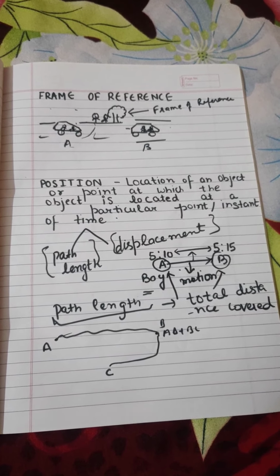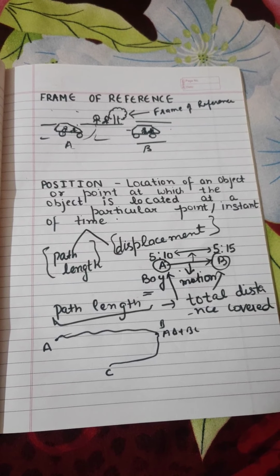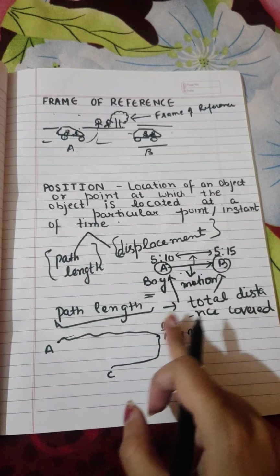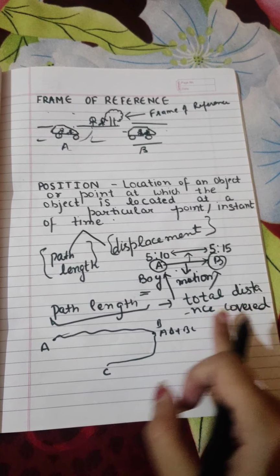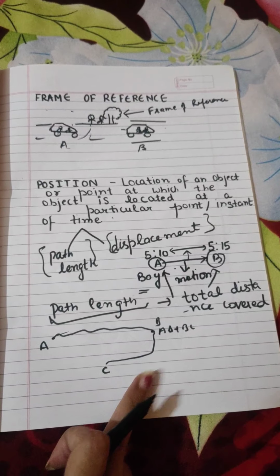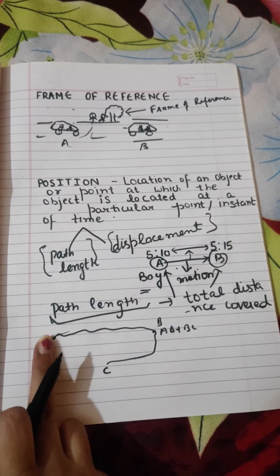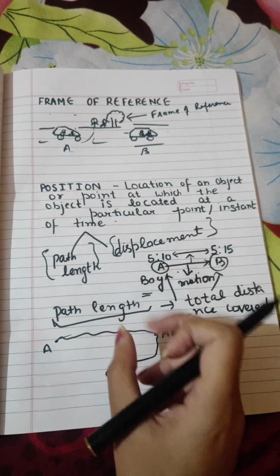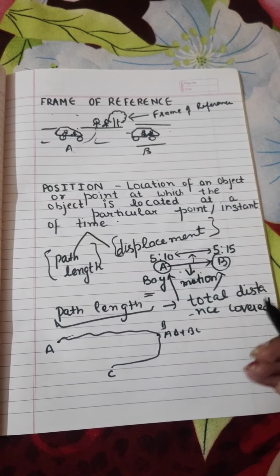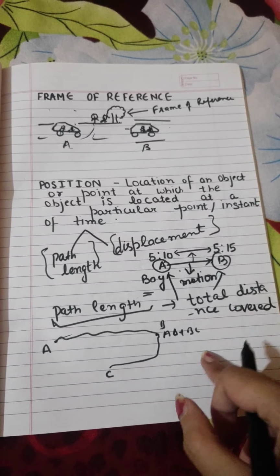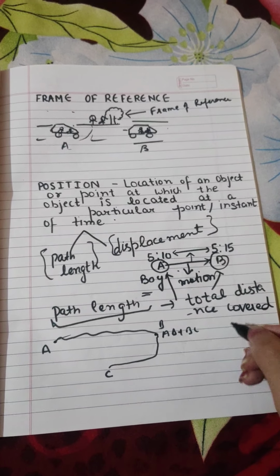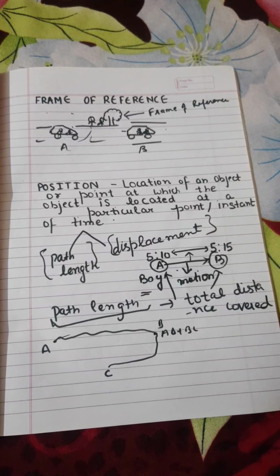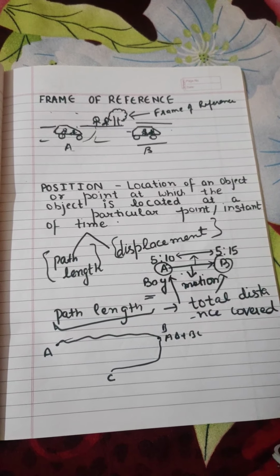Now let's try to think about displacement. What is displacement? See, path length is the total distance covered by an object from initial to final position, whereas displacement is the shortest distance between the initial and final point. That is, the shortest distance between your initial and final point is going to be described as displacement.